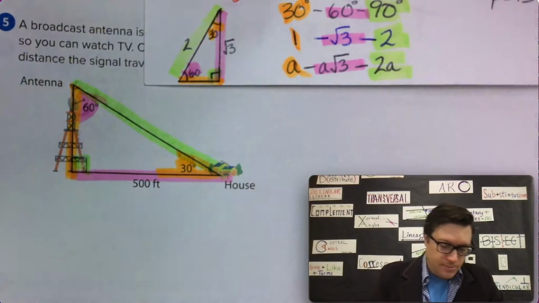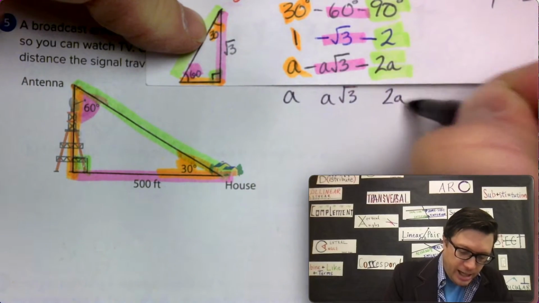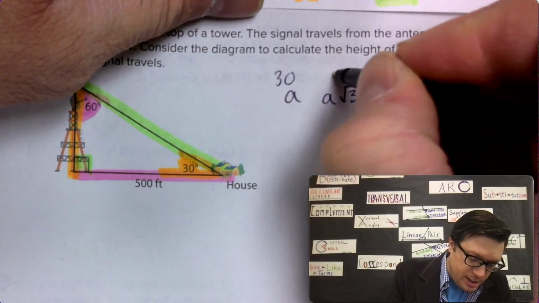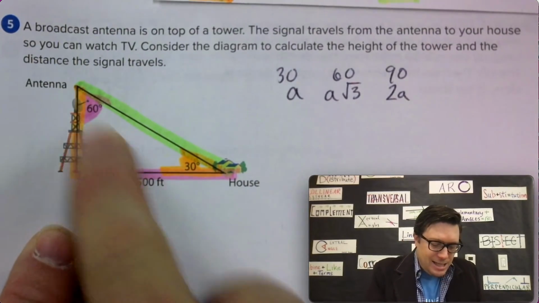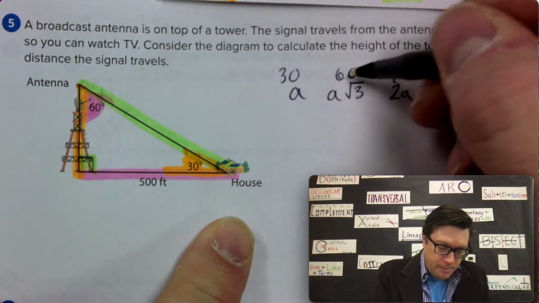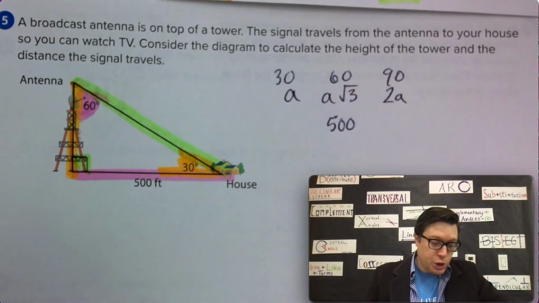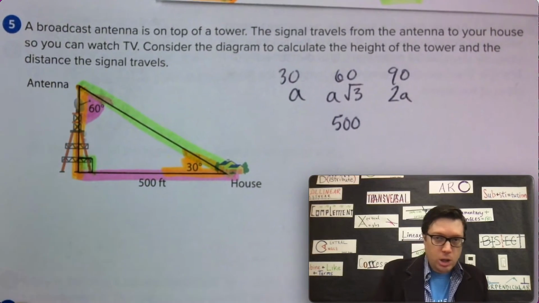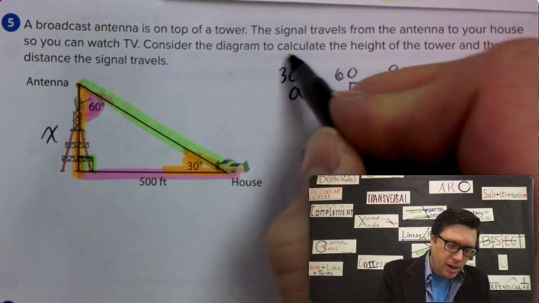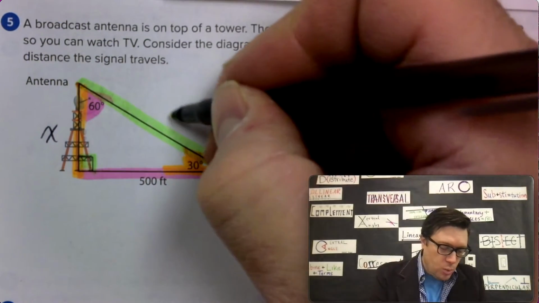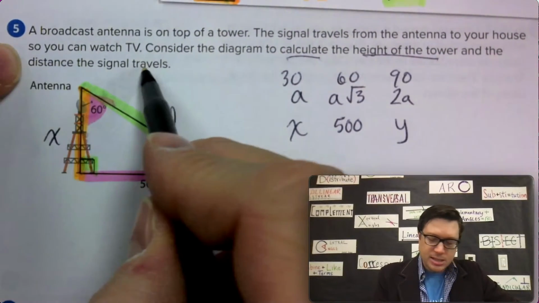our equations. So I'm going to write a root 3 and 2a. I guess I should also write 30, 60, and 90 on the paper. So if 60 and 500 line up, I'm going to put 500 in line with 60. And I don't know what this length is, so I'm going to call it x. But it's the height of the tower, right? We need to calculate the height of the tower. And then I'm going to put y on the hypotenuse. So x here, y here. That's the distance the signal travels.